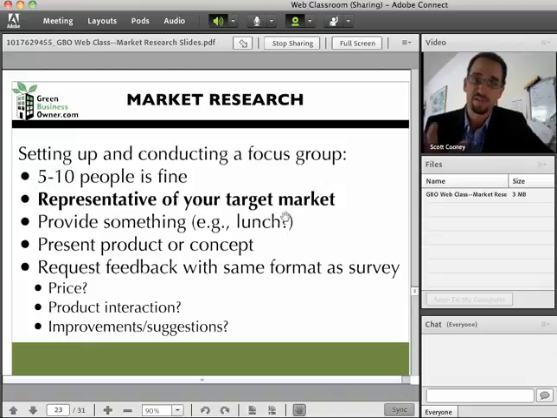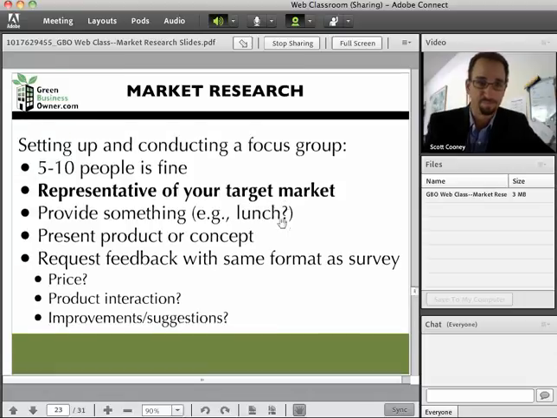Request some feedback with the same format as the online survey that we talked about before. Really targeted. What's the price you would pay for something like this? How do you want the interaction to go between you and this product? Do you have a suggestion or an improvement around this facet of the product? Get to very specific types of information.